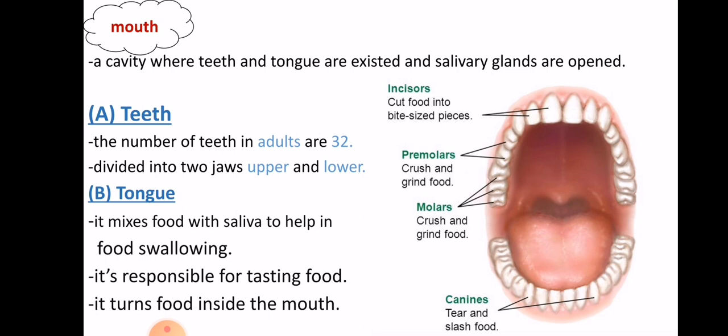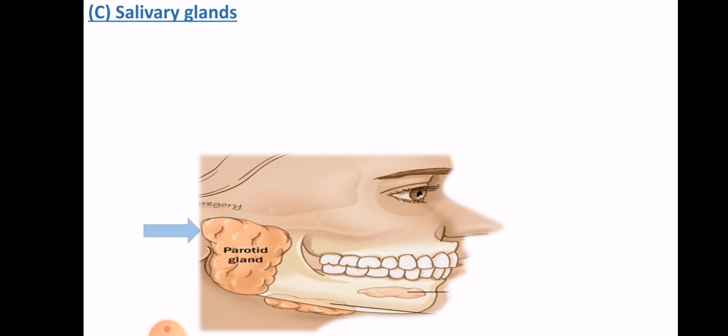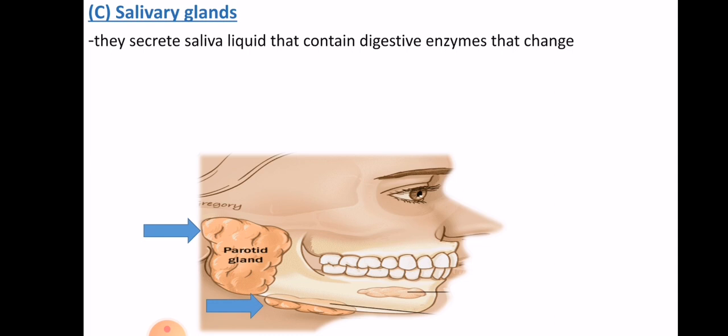Okay, let's move to the third part in our mouth, which is the salivary glands. The salivary glands are divided into three pairs. Here is the location of the three pairs. The first pair, here is the second pair, and the third pair. The function of the salivary glands is to secrete saliva, a liquid which contains digestive enzyme that changes starch into sugar. This enzyme helps the starch to be converted into sugar, so it's very important in the digestion process.